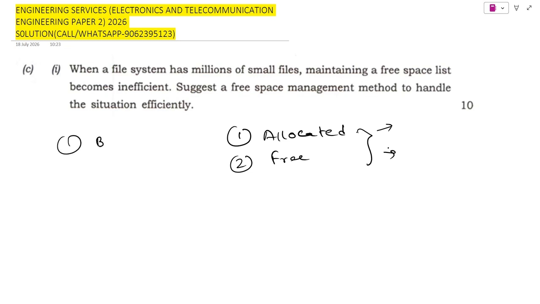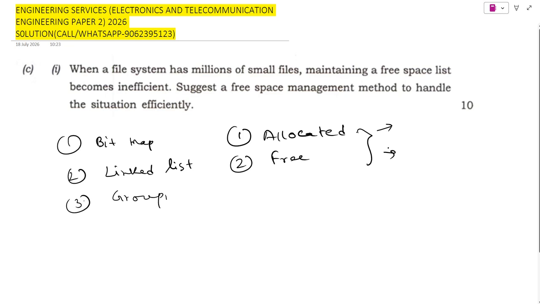First is the bitmap. Second is linked list. Third is grouping. And fourth is counting. Right. So today the question specifically mentions that the free space list becomes inefficient. So immediately our brain should think about which method performs better than a linked list.